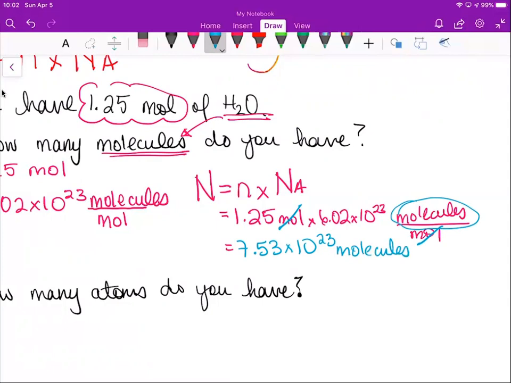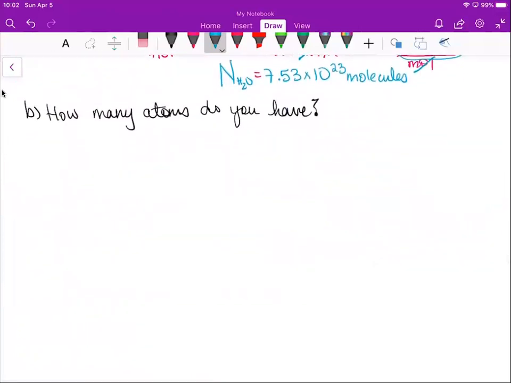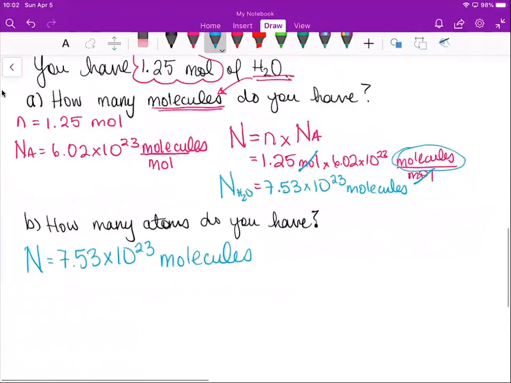Now, how I usually will write this is I'll put little subscripts there. Okay, so how many atoms do you have? We have this information that we took from A. Okay. Look at the water molecule, H2O. There's 2 hydrogens, there's 1 oxygen. So we're going to do a conversion. For every 1 molecule of water, you have 3 atoms.